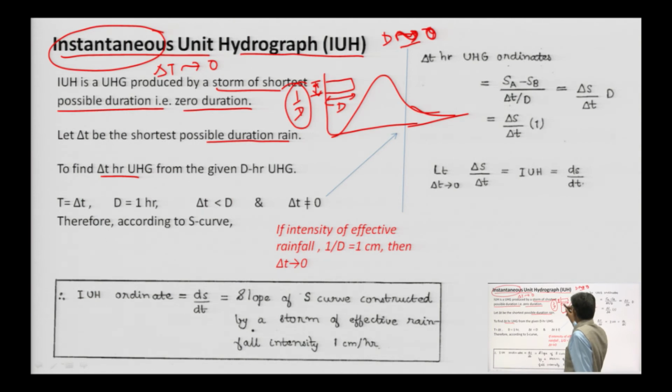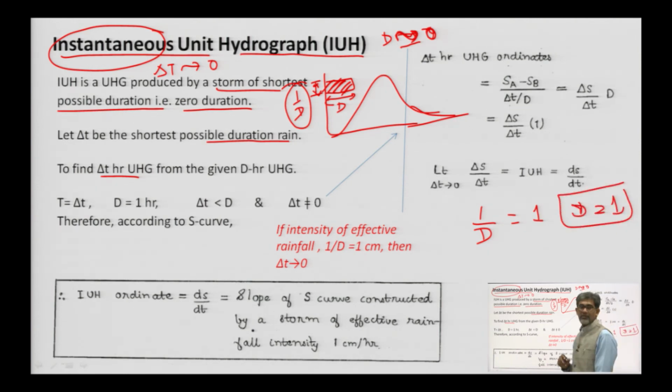Okay, one more thing here. Since we know that for the unit hydrograph, the value of 1/d multiplied by d is equal to 1. If the duration is short, what will be the value of 1/d? 1/d will be 1. So d will be what? d will be 1 here always.